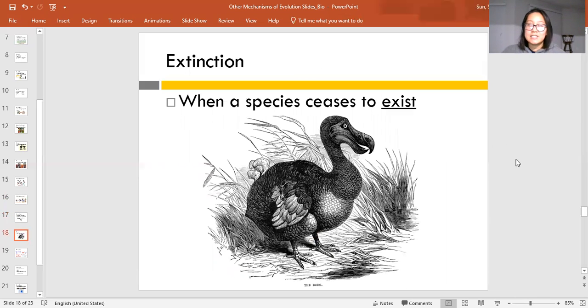Extinction is when a species ceases to exist. So when there is extinction happening, do you think that's an increase or a decrease in diversity and in variation? The answer is a decrease, right? Because the species is dying out, so they no longer exist. So that would be decreasing variation inside of all of the animal kingdom.